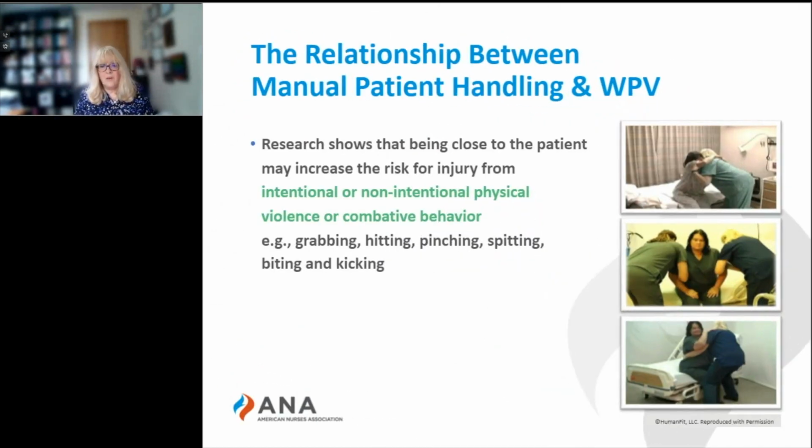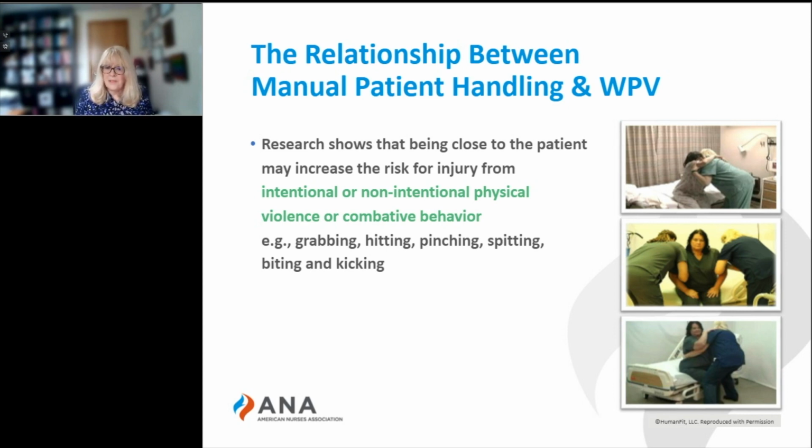And then I would be remiss, since I work in the patient handling world as well, not to mention the direct link between manual patient handling and workplace violence. And we have the research to support this. So obviously, if you're close to your patient, you're in that direct line of fire. You could be more likely to be grabbed, hit, pinched. I've been in that situation, especially as a student nurse. I remember it all these years later. But you think of our patients who have cognitive challenges, such as those with dementia. If you get in their personal space, it could be a trigger.